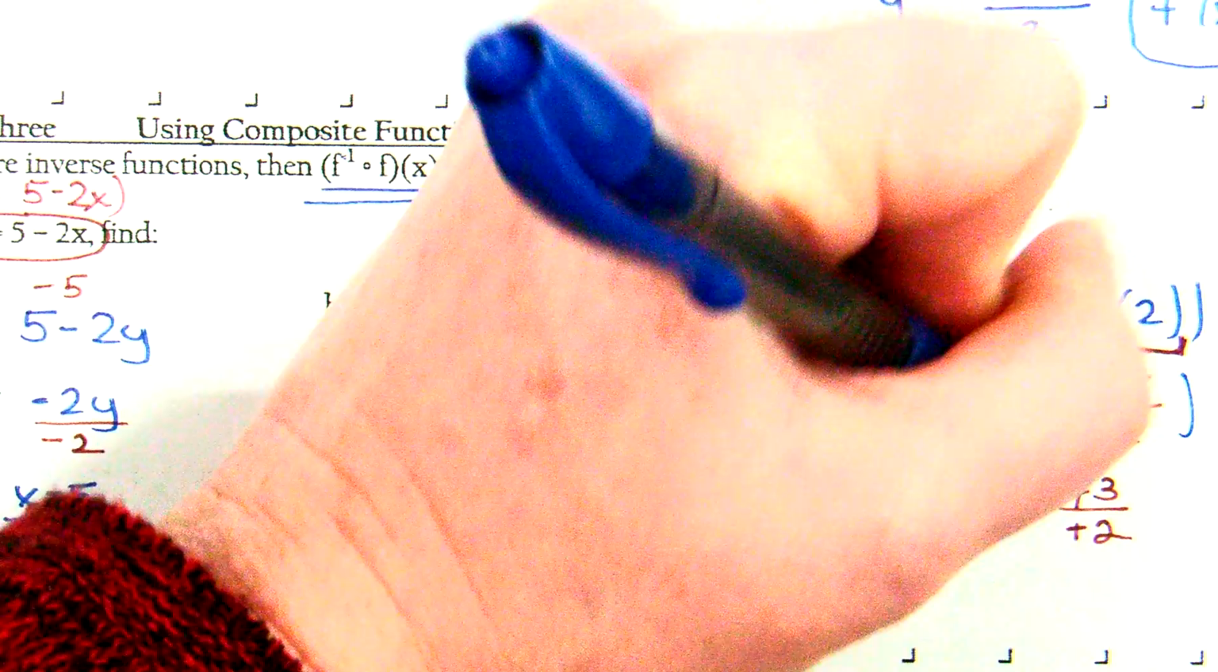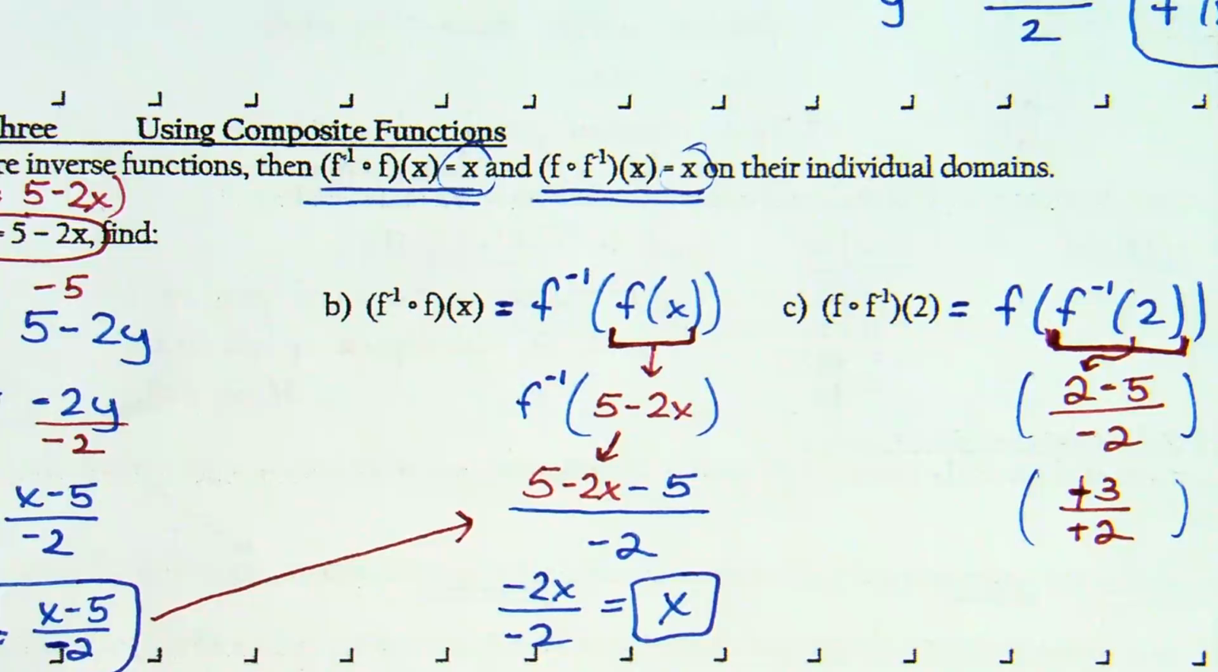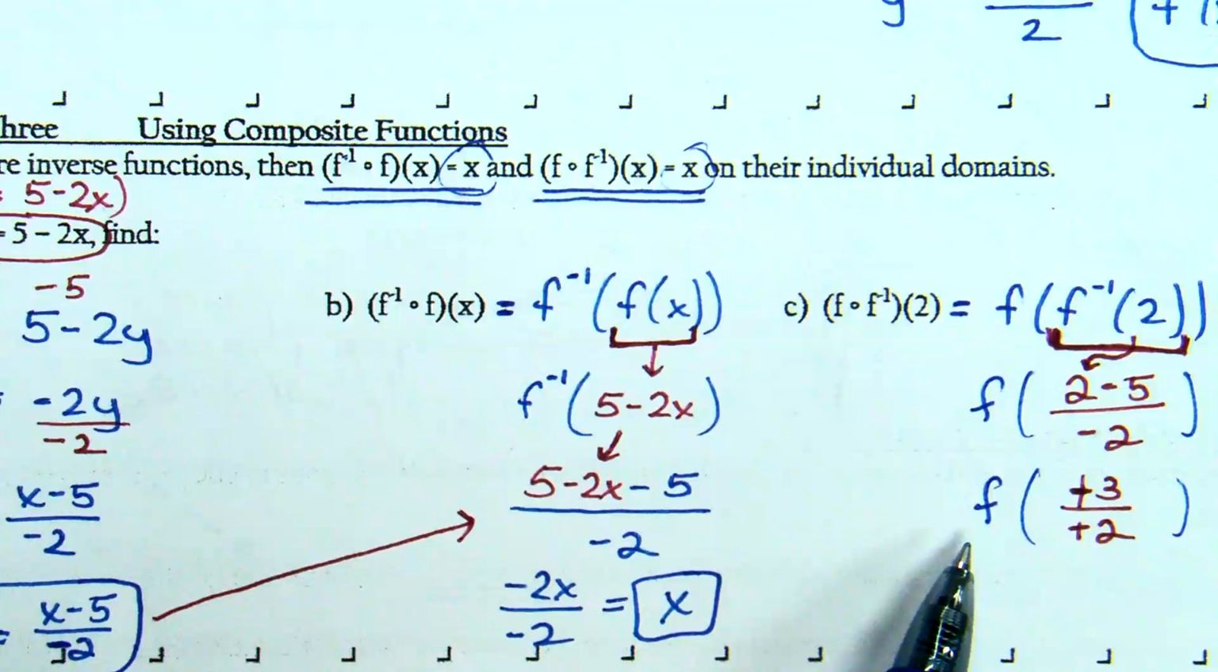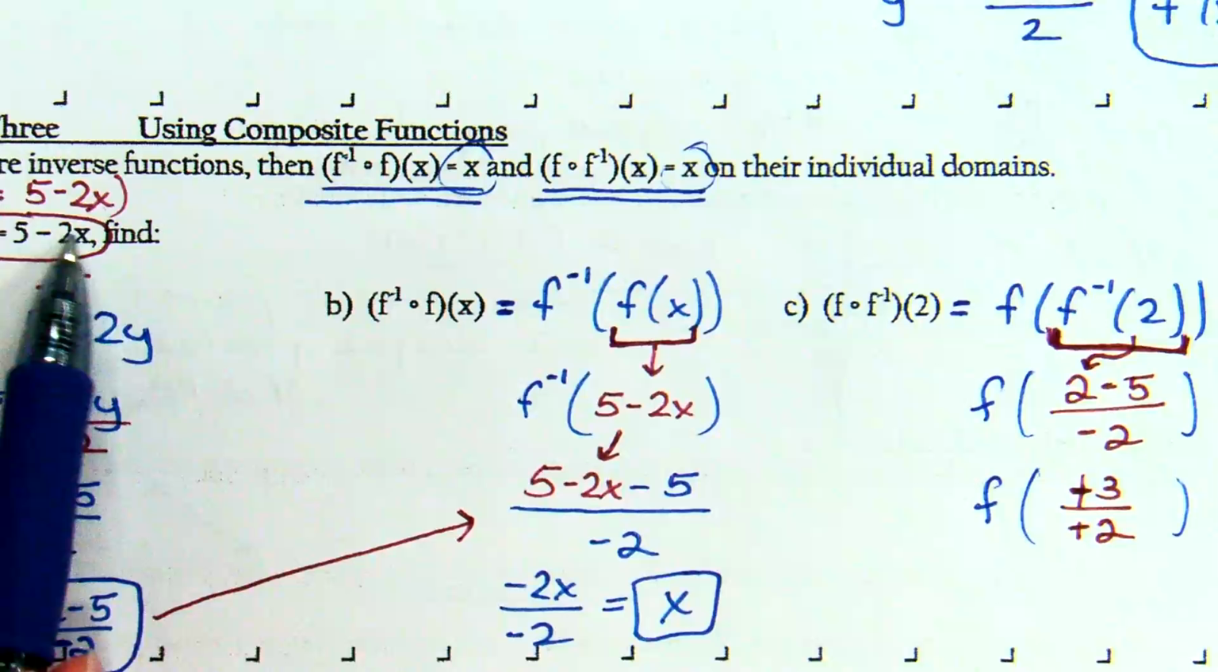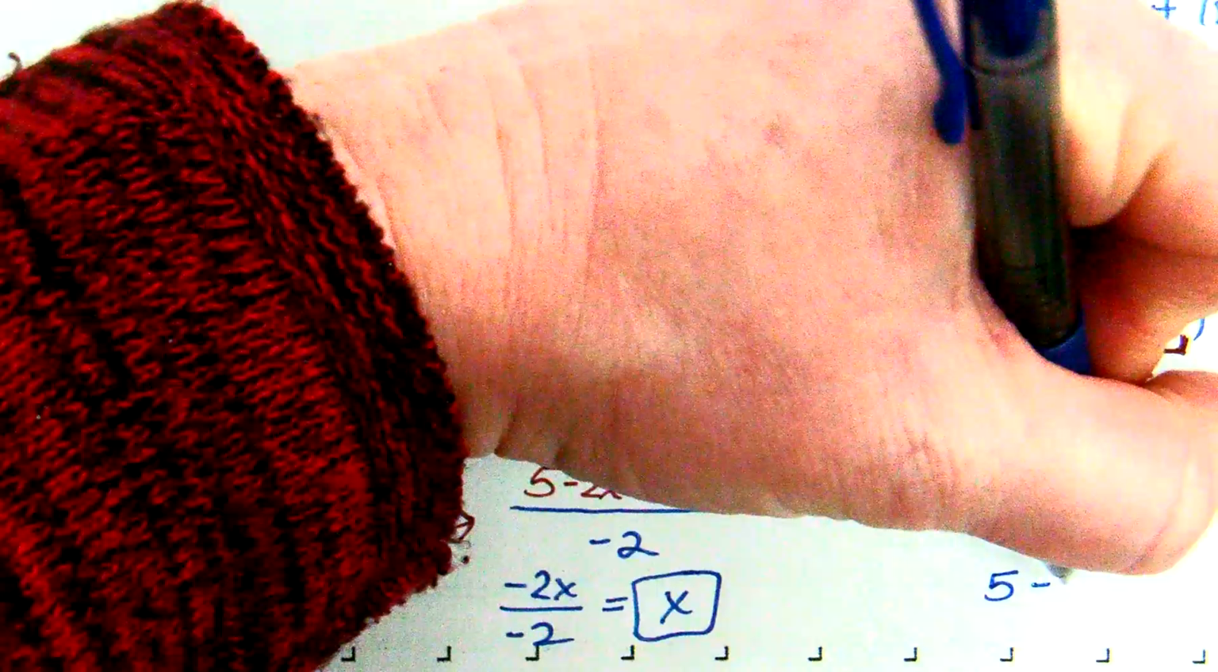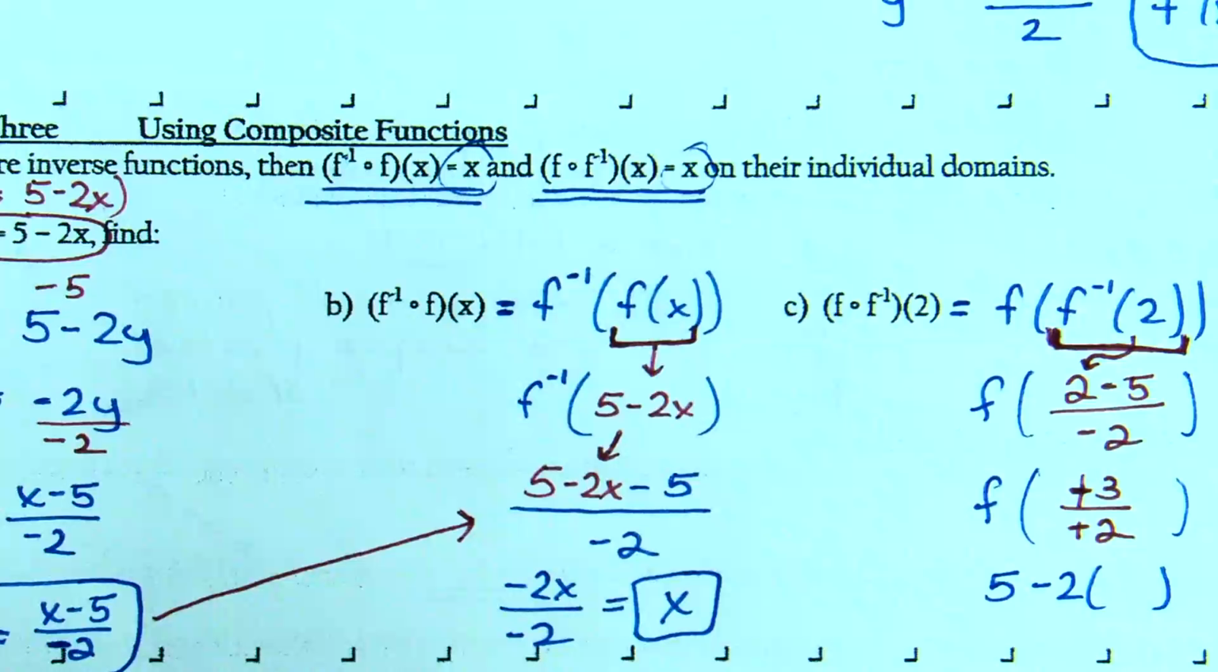Now, what did that mean? What was I doing there? That was just me taking 2 and putting it into the inverse. As a result, I got 3/2. What do I do with that 3/2? It's going into f. What was f? 5 minus 2x. So that means I'm going to do 5 minus 2 times 3/2.